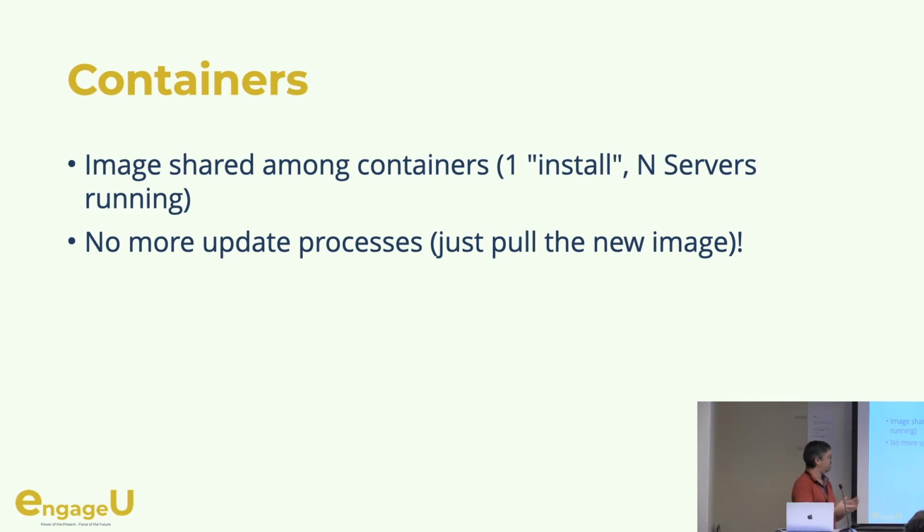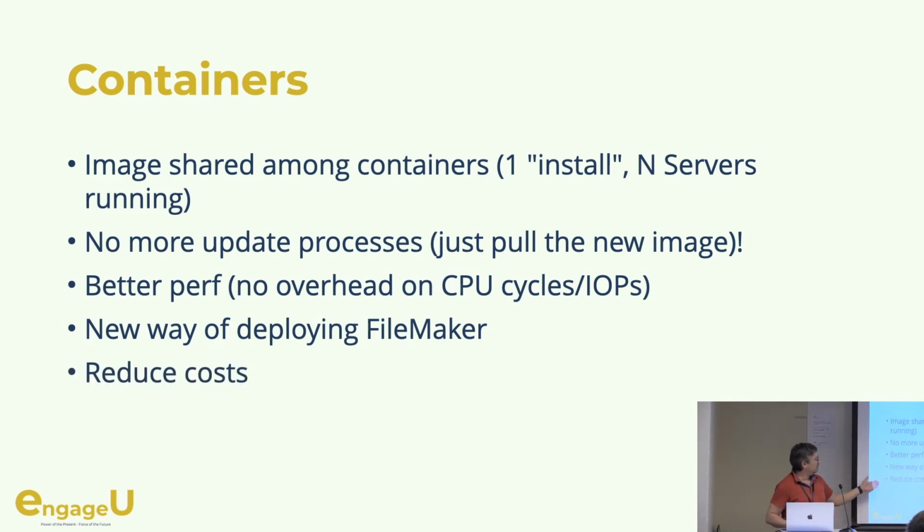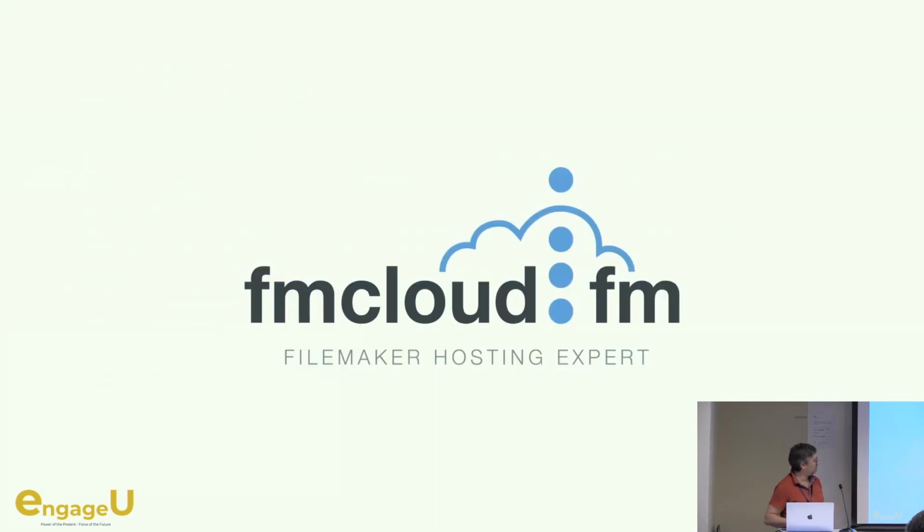So we install the FileMaker Server on a new image. We just keep the configuration file, and we say, okay, stop the process, use this new image, run. And it takes 5 seconds. In 5 seconds, you have a new FileMaker server updated. Better performance because there's no overhead due to CPU cycles and IOPs from the virtualization, and so it's a really new way of deploying FileMaker. And because of this, you have reduced costs because you don't need as many resources as before.